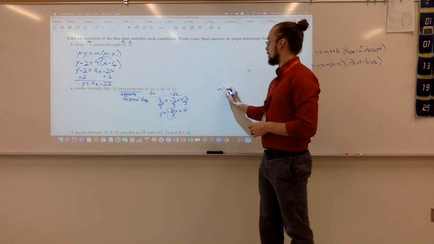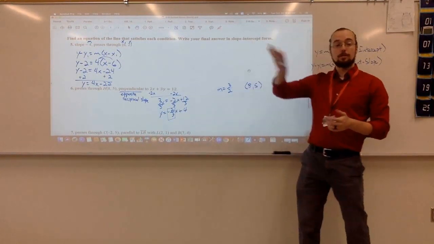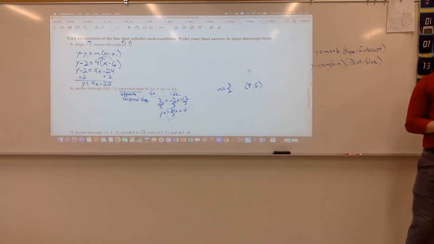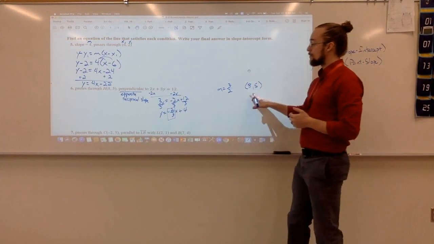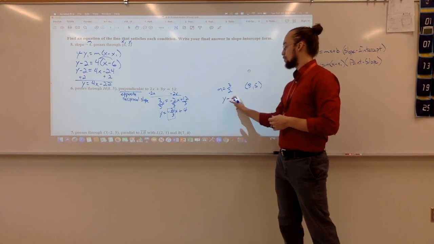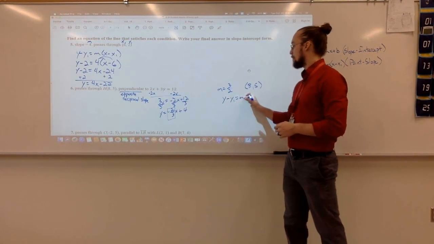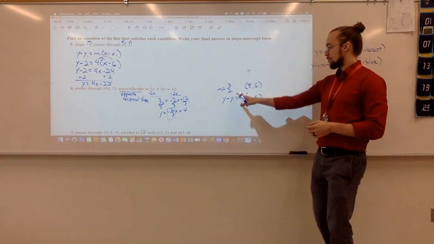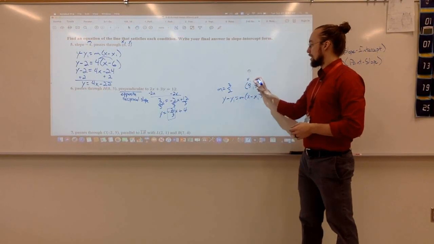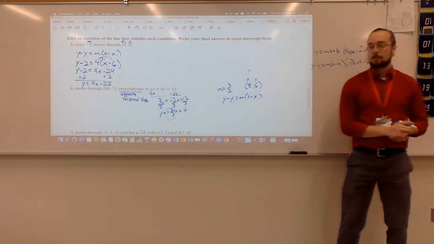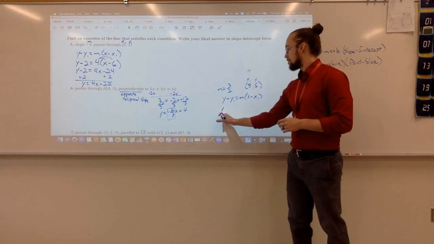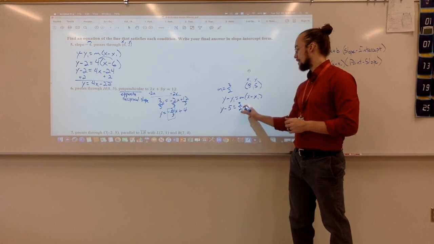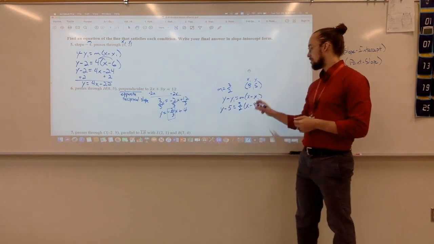So what we've done now is created a problem just like number 5. We have a slope, we have a point, we want to write the equation. So I'm going to take this information and plug it into y minus y1 equals m times x minus x1. So this is my m, my x1, and my y1. So if I plug this in, we get y minus 5 equals 3 halves times x minus 8.